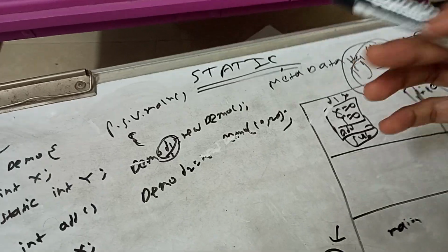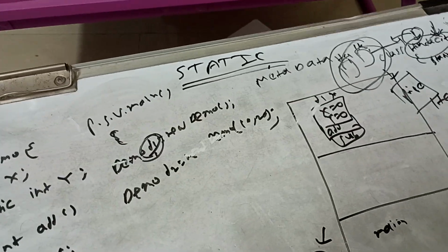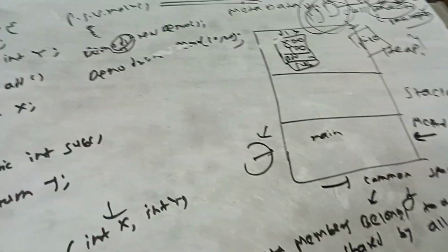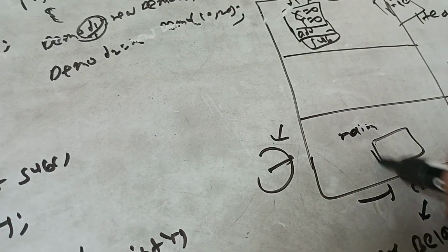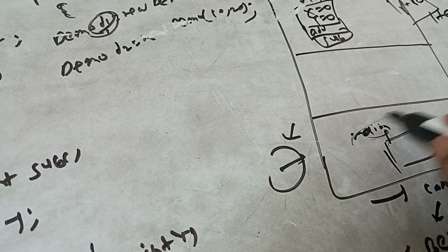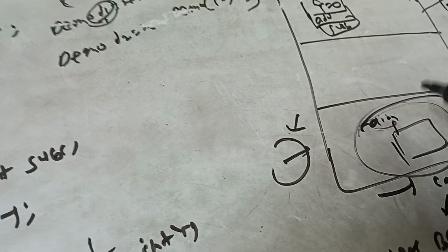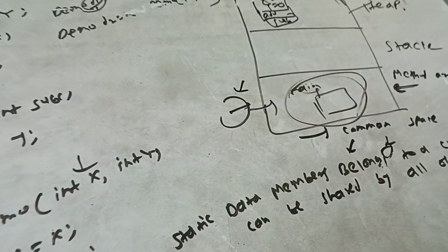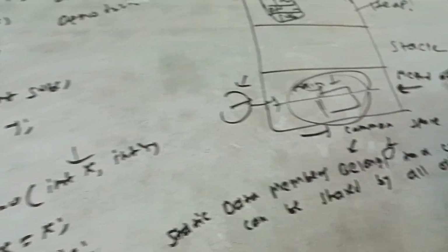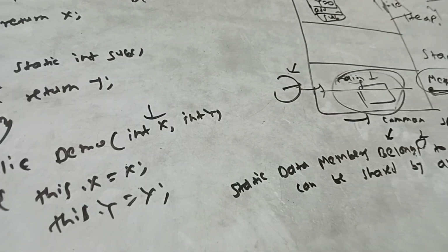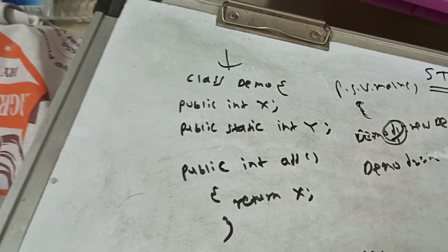Then the question arises: where is it stored in memory? The static data member will get stored in the method area, which is common and shared by all the objects. The static data members and the static methods get stored inside the method area.